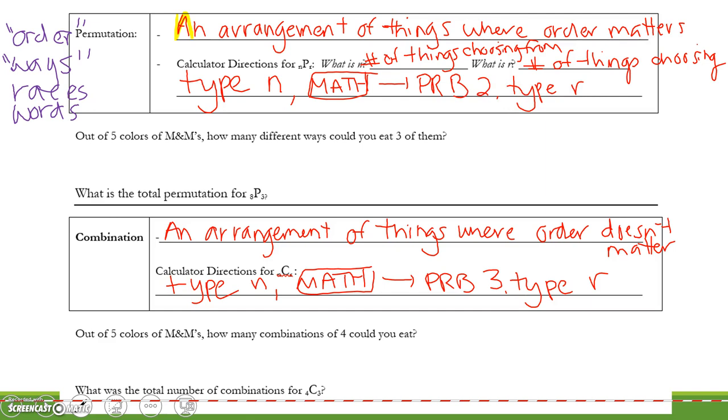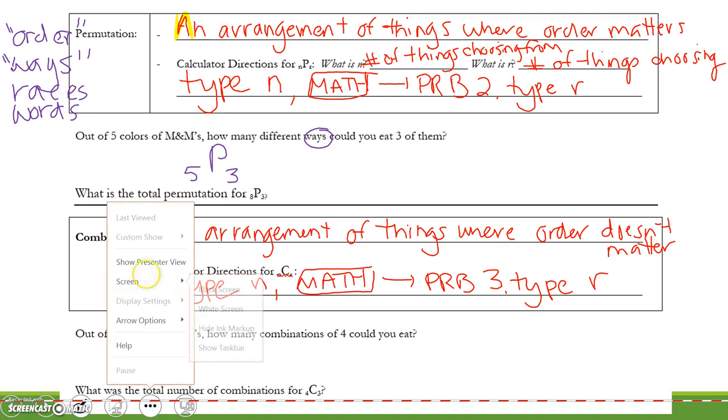So it says, out of 5 colors of M&Ms, how many different ways could you eat 3 of them? You first have to decide how many colors of M&Ms I have to choose from. I have to choose from 5 of them. That's the total that I have. And it says the word ways, so that's how I know it's a permutation. 3 of them is the number of things you're choosing. The first number will always be bigger or the same as the second number. It can never be smaller. You can't choose more things than you have. I can't choose 5 things from only 3 available things.